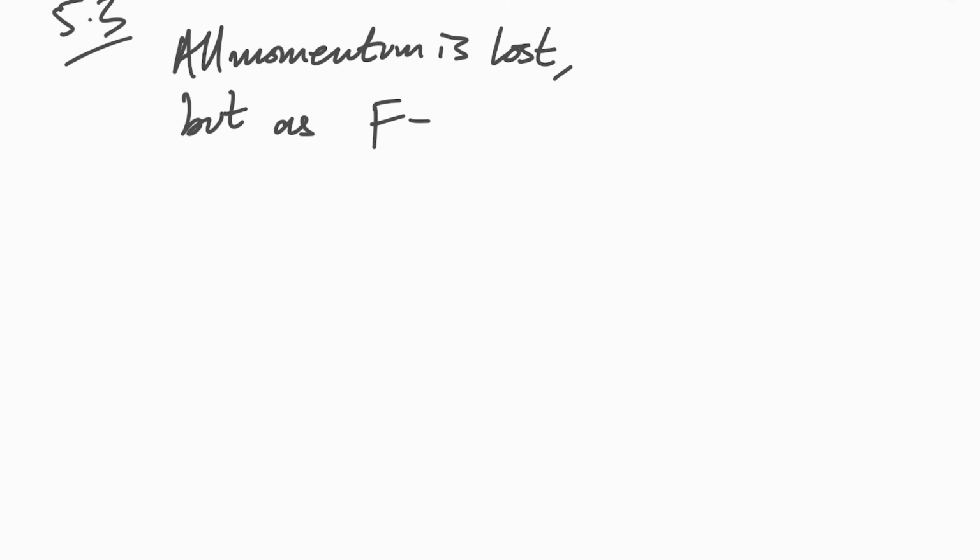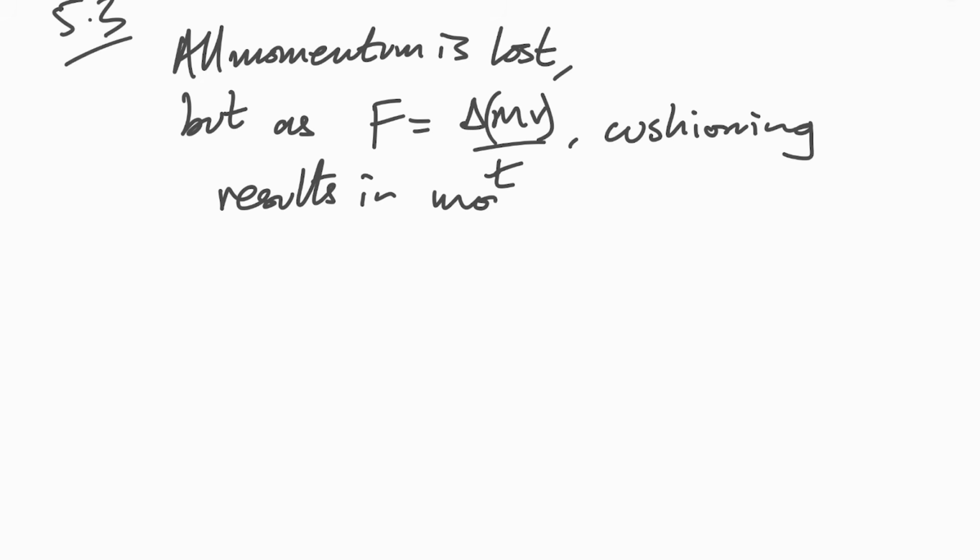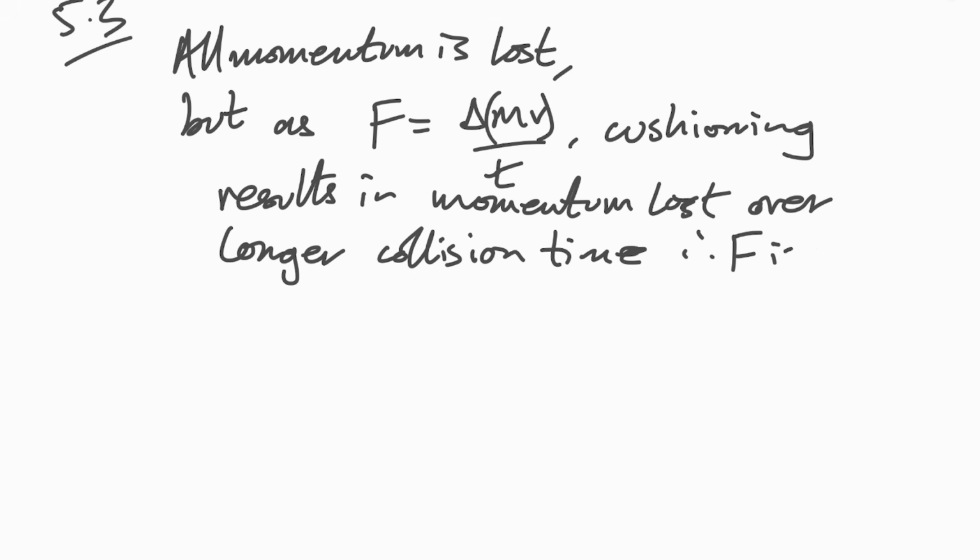5.3, O contains a fragile item packed in a suitable material. Explain how the material can prevent damage to the fragile item when O stops suddenly at B. Well, just like crumple zones in our cars. All momentum is lost, but as F is equal to rate of change of momentum, that's delta mv divided by T, cushioning results in momentum lost over a longer collision time. Therefore, F is reduced. Easy peasy.